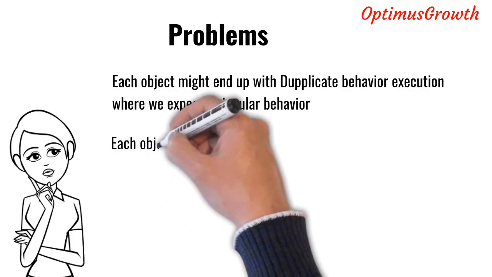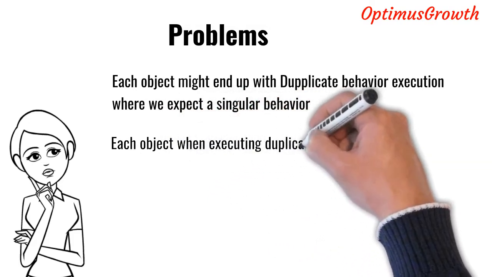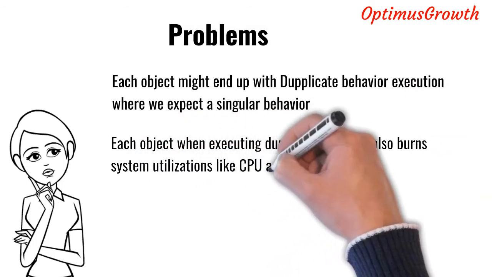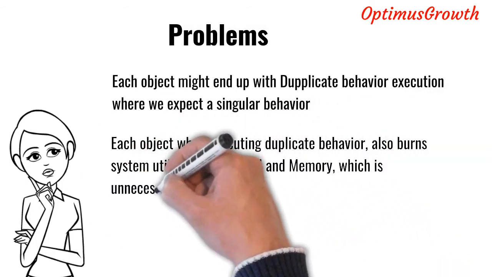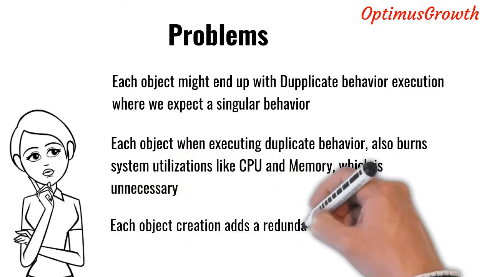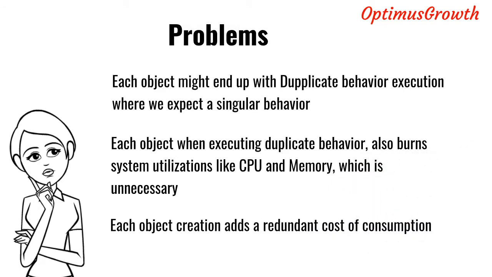Each object when executing duplicate behavior also burns the system utilizations like CPU or memory, and that could be the burden of the cost of our own infrastructure. Well, that makes sense, right? The third problem is each object creation adds a redundant cost of consumption. So if we take the same example of health checker, each object if it starts polling the cloud API, it will charge us $1 per request. So if two objects are doing the same thing, we are going to burn a duplicate cost, an extra cost unnecessarily for those many calls.